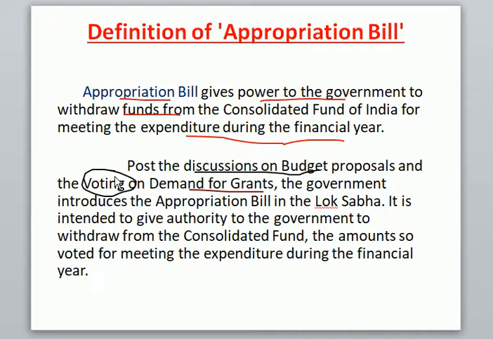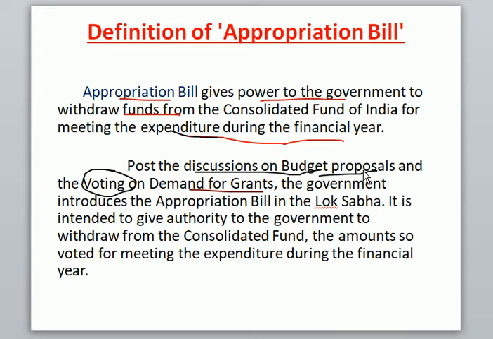Remember this. After the discussion of the budget proposal and voting on demand for grants, the government introduces what? What will be there in the budget? The same things: the government's expenditures will be there, along with how much money they have with them. Generally, the budget is nothing but the various expenditures of the government in that financial year.